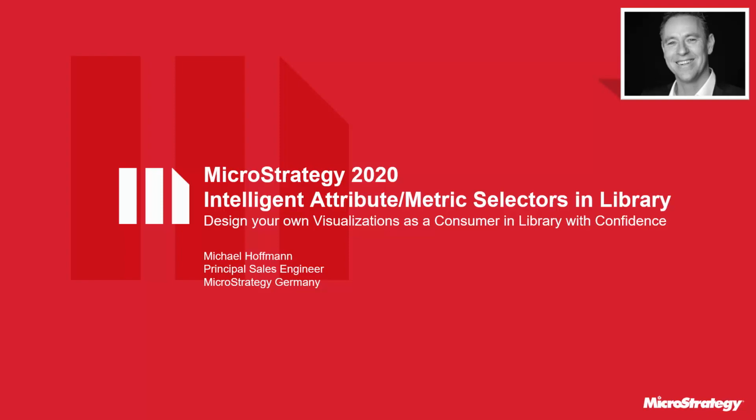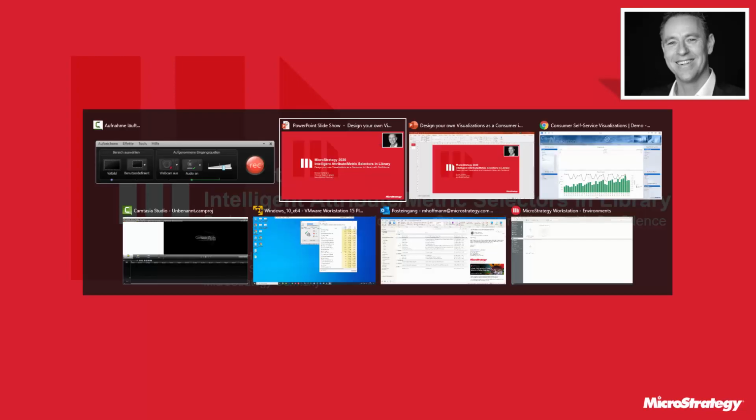And this approach is based on a combination of different capabilities in MicroStrategy. On the one hand, we're using library. On the other hand, we're using the new selector controls for attributes and metrics. And we combine this all together with the bookmarking capabilities of MicroStrategy. Okay, so now take a look how it works.